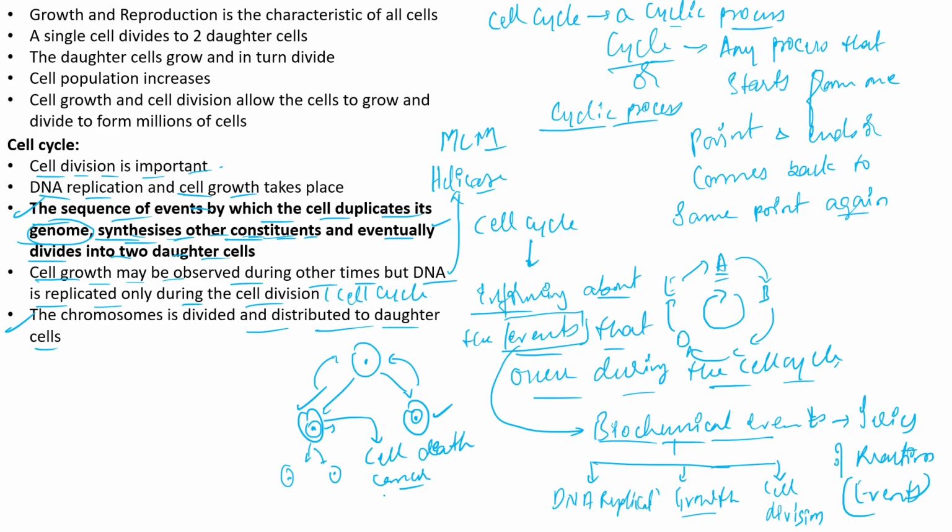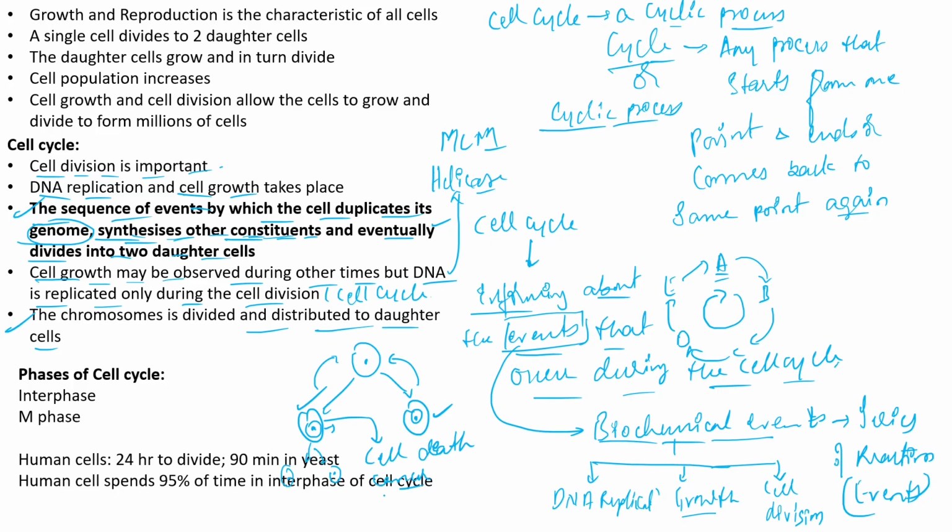So what is the ultimate purpose? What is the intention behind the cell division? The intention behind the cell division is not only increasing the number of cells, but at the same time distributing the genetic material equally to the daughter cells. That is also one of the important reasons behind the cell division.